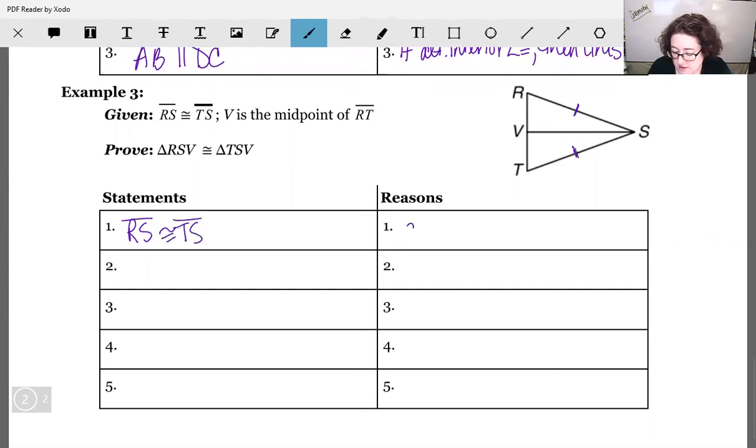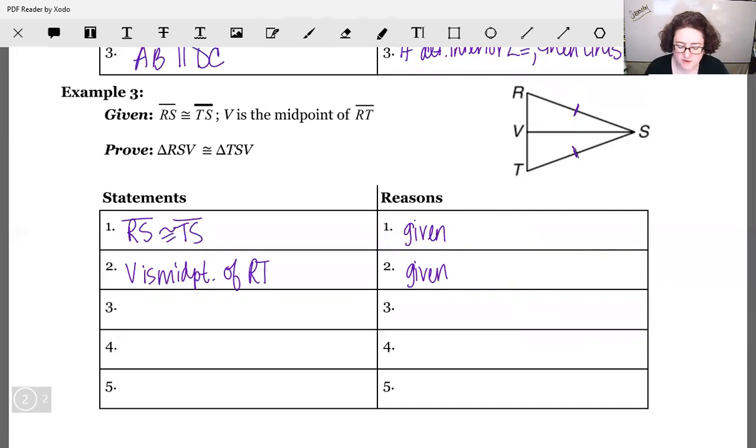Now again, if I wanted to, I could definitely write V is the midpoint of RT. I could write that down in the same line, but those ideas are so different. I'm going to choose to write them in different steps, but I can go ahead and write it. So here we go. V is midpoint of RT. And again, this info was just given to us, so that's our reason.